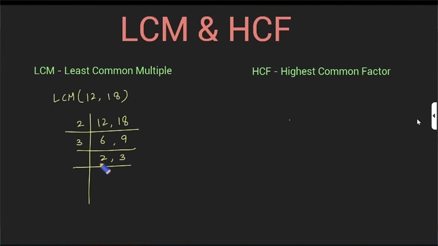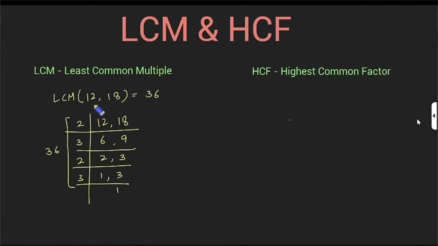Now they do not have any common factor. So we take first 2, which divides 2 as 1 time and does not divide 3. And then we take 3, which divides 3 as 1 time. Now in the last, we are getting 1 for both the numbers. So LCM is the product of all these numbers, that is 2 into 3 into 2 into 3. So their LCM is 36. So the LCM of 12 and 18 is 36.